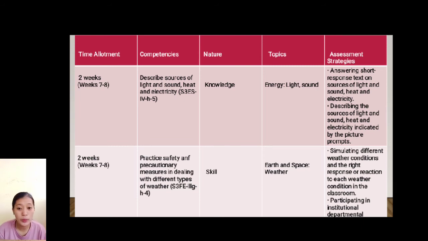So the second is 2 weeks, weeks 7 to 8. So the competence is to practice safety and precautionary measures in dealing with the different types of weather. So the nature is the skill. The topic is earth and space or weather. So the assessment strategy is simulating the different weather conditions and the right response or reaction to each weather condition in the classroom. So participating in an institutional drill.